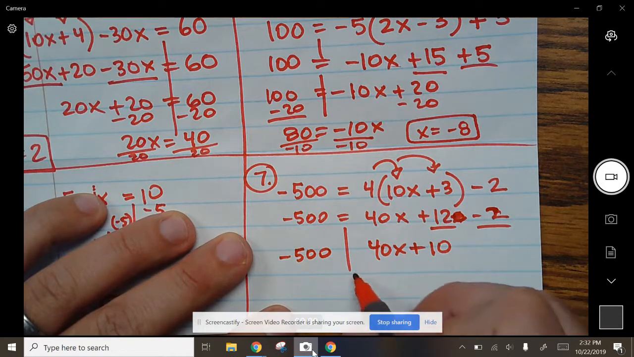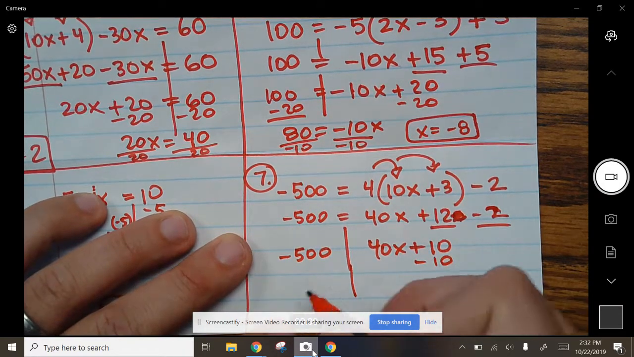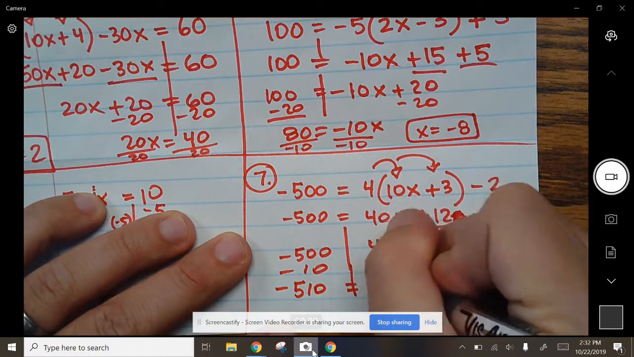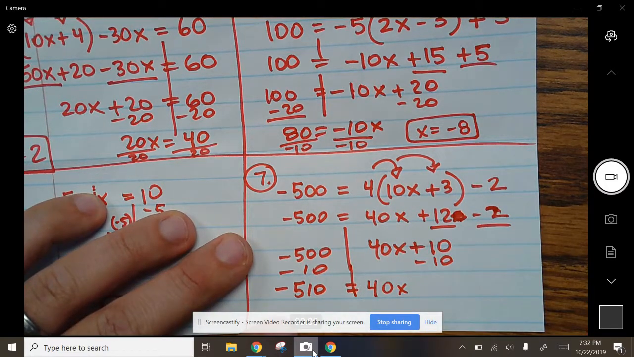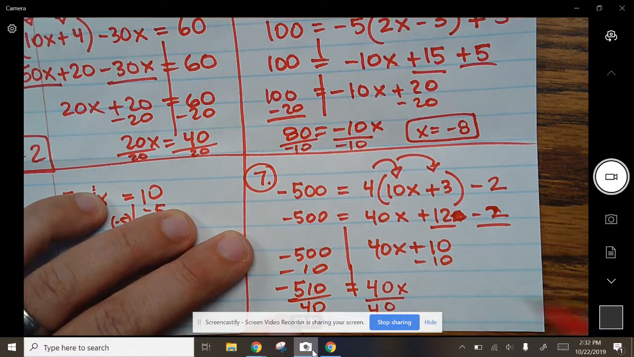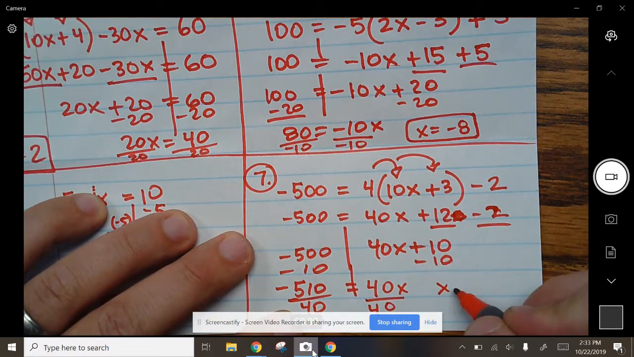All right. Now subtract 10 to both sides. That becomes -510 and 40x. And if I was to do this math, I got to figure out this. I'm going to go 40 divided into 510. And this is a little interesting, but your final answer, you can leave it like that. 510 over 40, and it's going to stay negative.